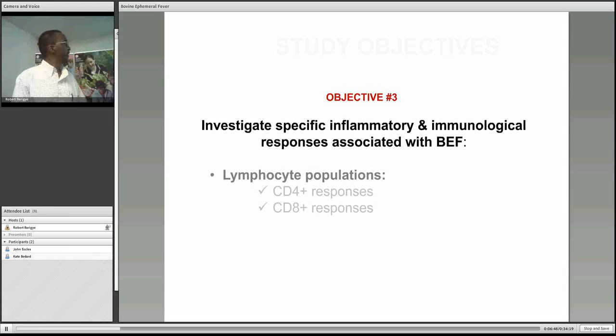Then as far as the immunological response is concerned, my view is that we should look at lymphocyte responses, specifically CD4 cells that actually are responsible for mounting, for initiating the immune response. And the CD8s are always there in viral infections. So we need to look at the responses of those cells and have an idea what is going on at the beginning of the immune response.